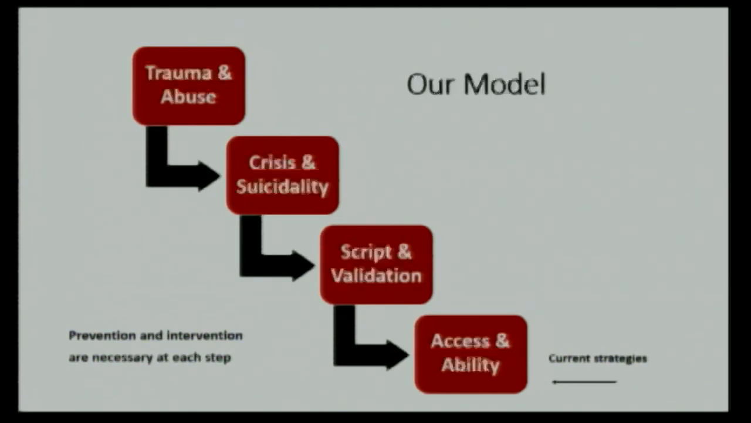Currently, our focus up until this point has really been on access and ability. Let's make it so it's hard to get into the school, it's hard to get your hand on weapons, that people know how to minimize casualties once it happens. We're kind of assuming it's just going to happen. How do we react? We're saying let's intervene earlier at trauma and abuse, at crisis and suicidality, and at script and validation.